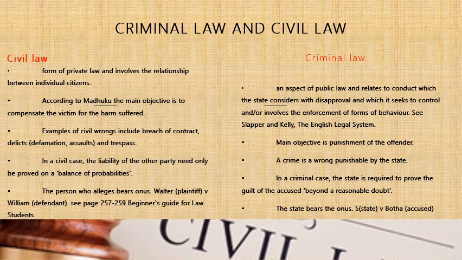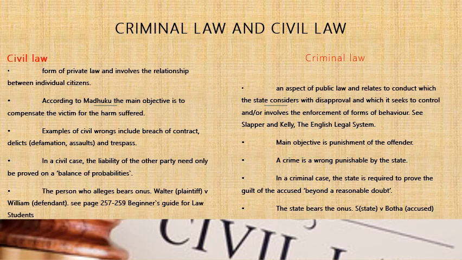the harm suffered. And then we have examples of civil wrongs like breach of contracts, delicts, invasion of privacy under delict, defamation. So when we're talking about assaults, an example that is an overlap between criminal law and civil law, but we'll talk about that one later. In a civil case, the liability of the other party need only be proved on a balance of probabilities. Now we're talking about the standard of proof. We're going to go into detail on that one in the foregoing passages.